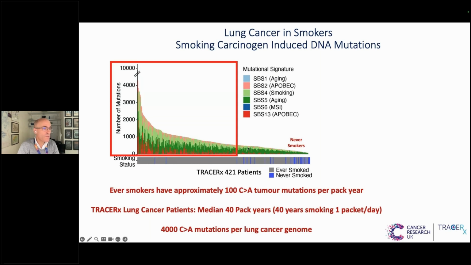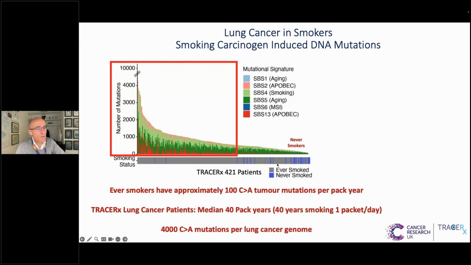And what you can see is the smokers are on the left-hand side of the plot with many more mutations in their tumor genomes. And we estimate that ever smokers, so those who've smoked at some point in their lives, have approximately 100 particular base pair mutations, so-called C to A tumor mutations, per pack year smoked. So in a typical patient from TRACER-X, that'd be about 4,000 C to A mutations in their tumor genomes.